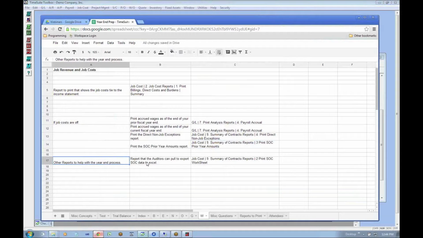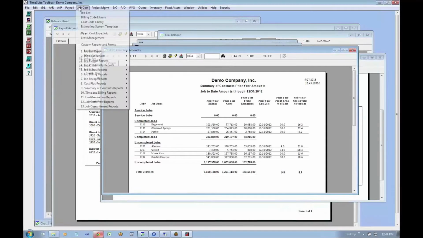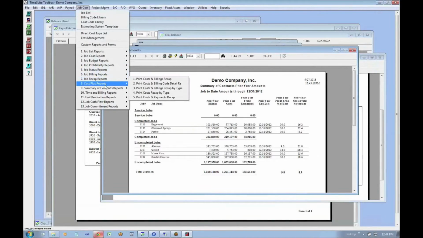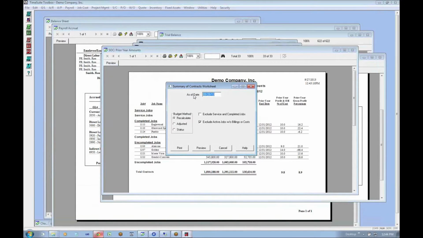So other reports that can help in the year-end process: the summary of contracts data to Excel. So you basically print the SOC worksheet. Sometimes you'll see the CPA firms use our summary of contracts for their financial statements, but I think it can look more professional if you do it in Excel. That's how we used to do it. And this Print SOC worksheet gives you all the information to download it to Excel.